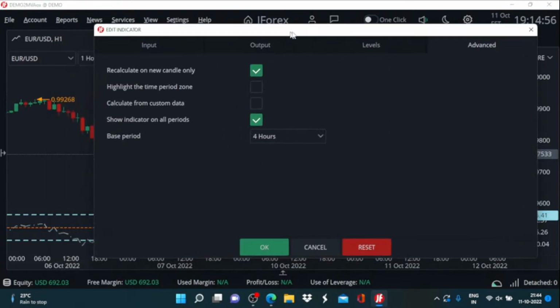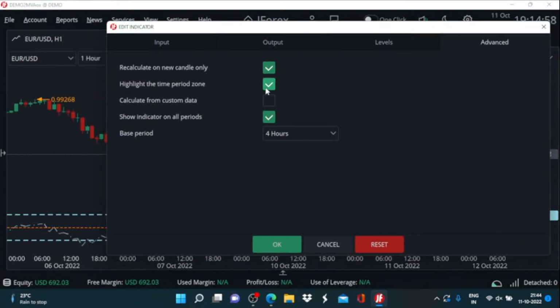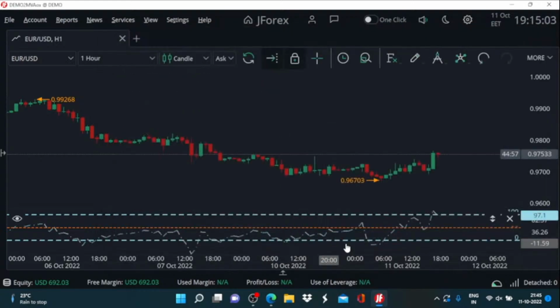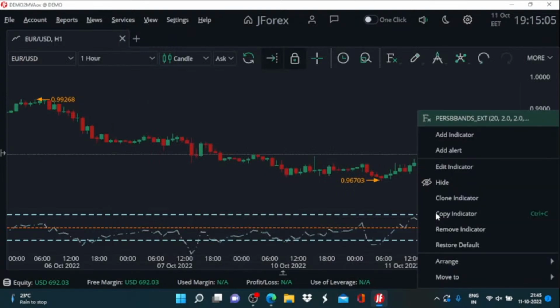Highlight the time period zone. If you want to highlight the time period zone, then you have to opt in for this, and whatever is your calculation period it will be highlighted, 20 in this case.